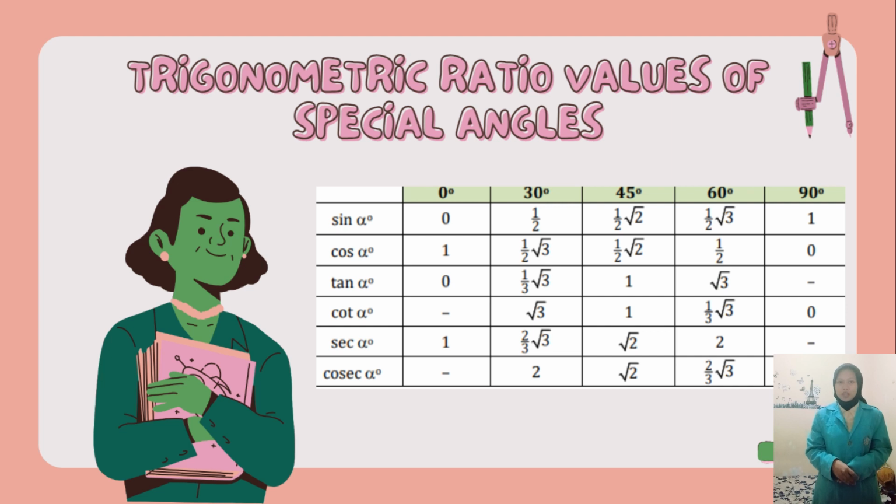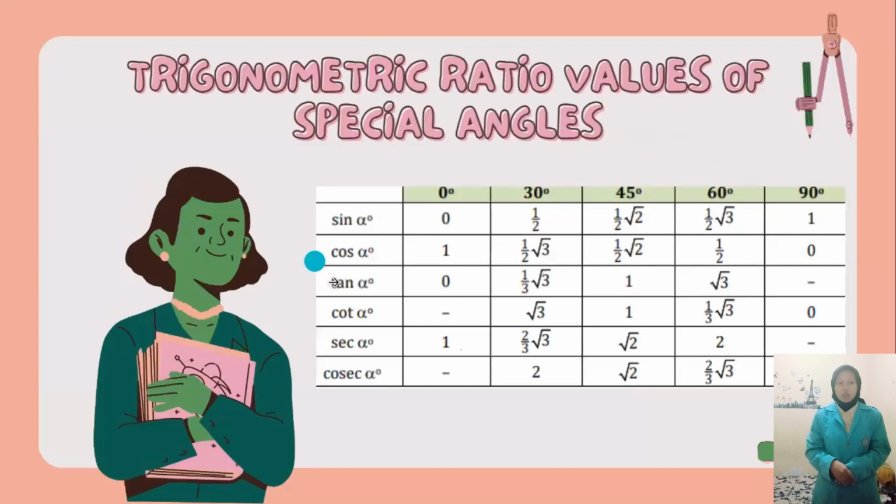Trigonometric ratio values of special angle. We know that special angle is 0, 30, 45, 60, and 90. The value of sin 0 is 0, sin 30 is a half, and then sin 45 is a half square root 2, sin 60 is a half square root 3, and sin 90 is 1.